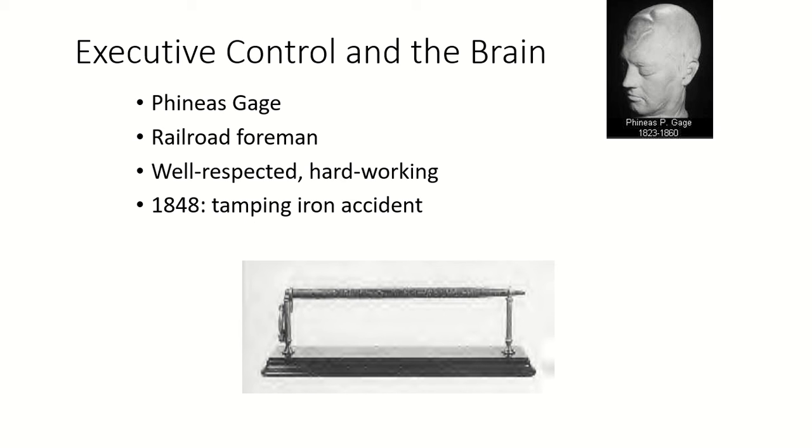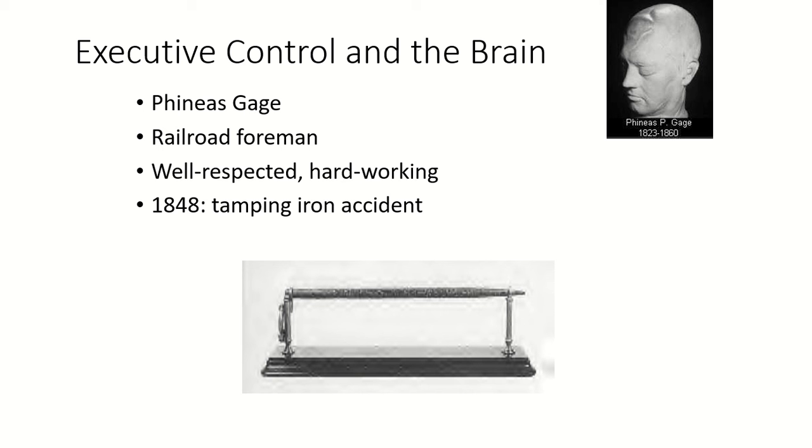This involved a process by which they had to anchor these rails into the ground, and they did so by creating little holes and then detonating dynamite in order to be able to sink these tracks deep into the ground so that they wouldn't move. Phineas Gage was a foreman of that production, meaning he was in charge of a lot of people building these roads, a very well respected, hardworking guy, until in 1848 he had a tamping iron accident.